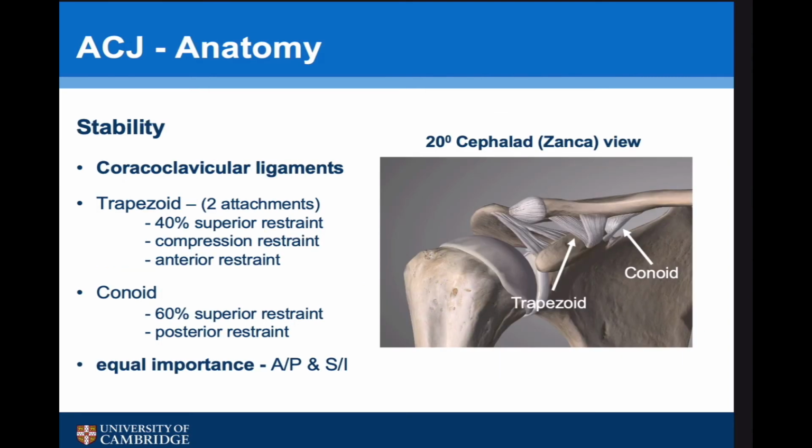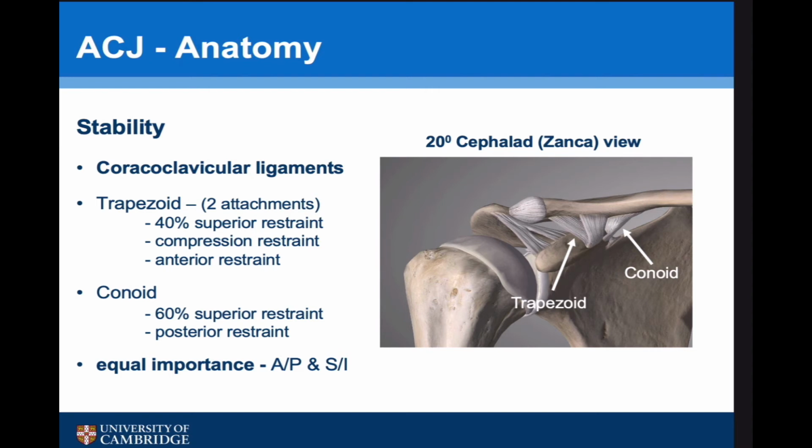As we discussed in the introduction lecture, most of the movement for the clavicle occurs at the sternoclavicular joint. There's minimal movement at the AC joint, and the main function of the AC joint is to connect solidly the clavicle to the scapula. And this is done by a combination of mainly the coracoclavicular ligaments.